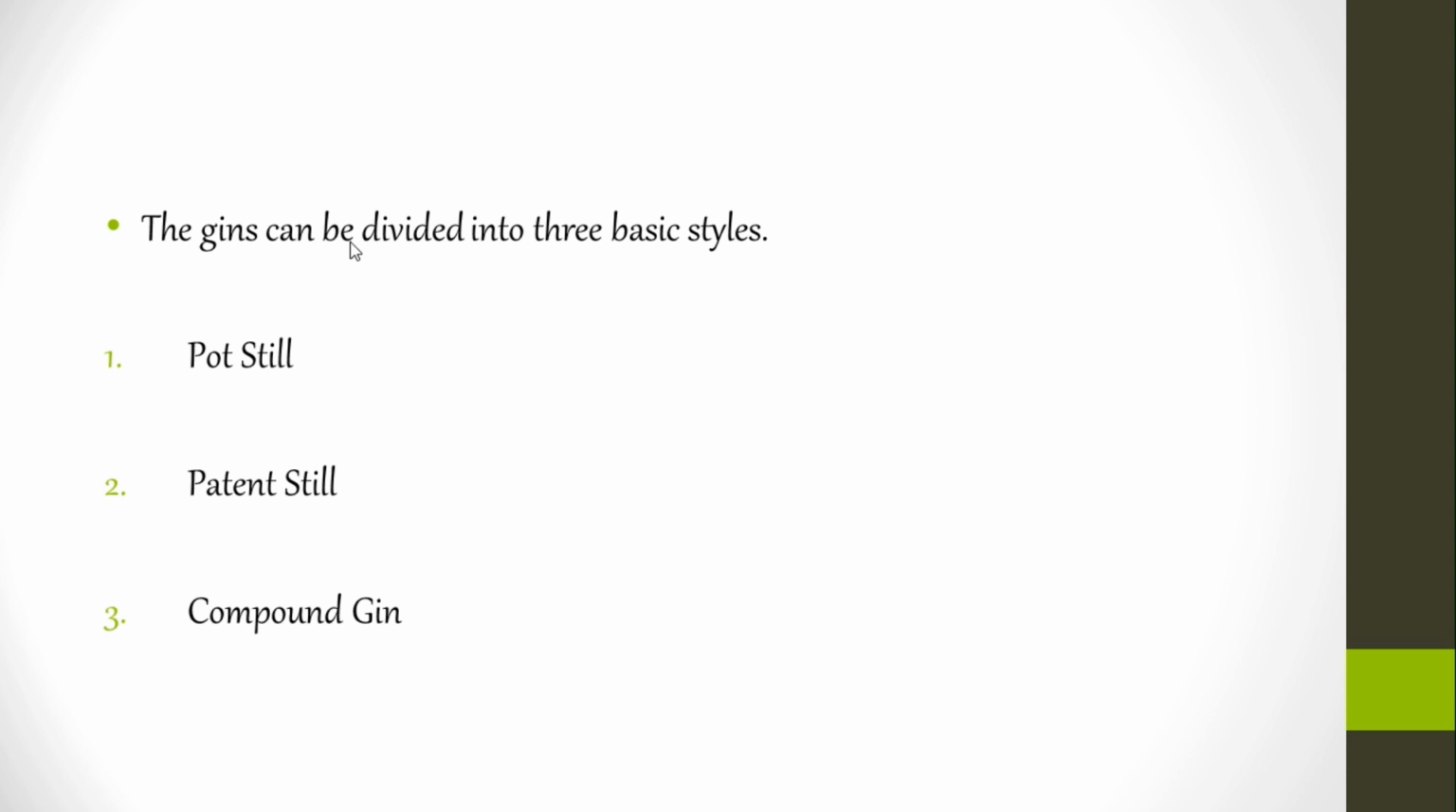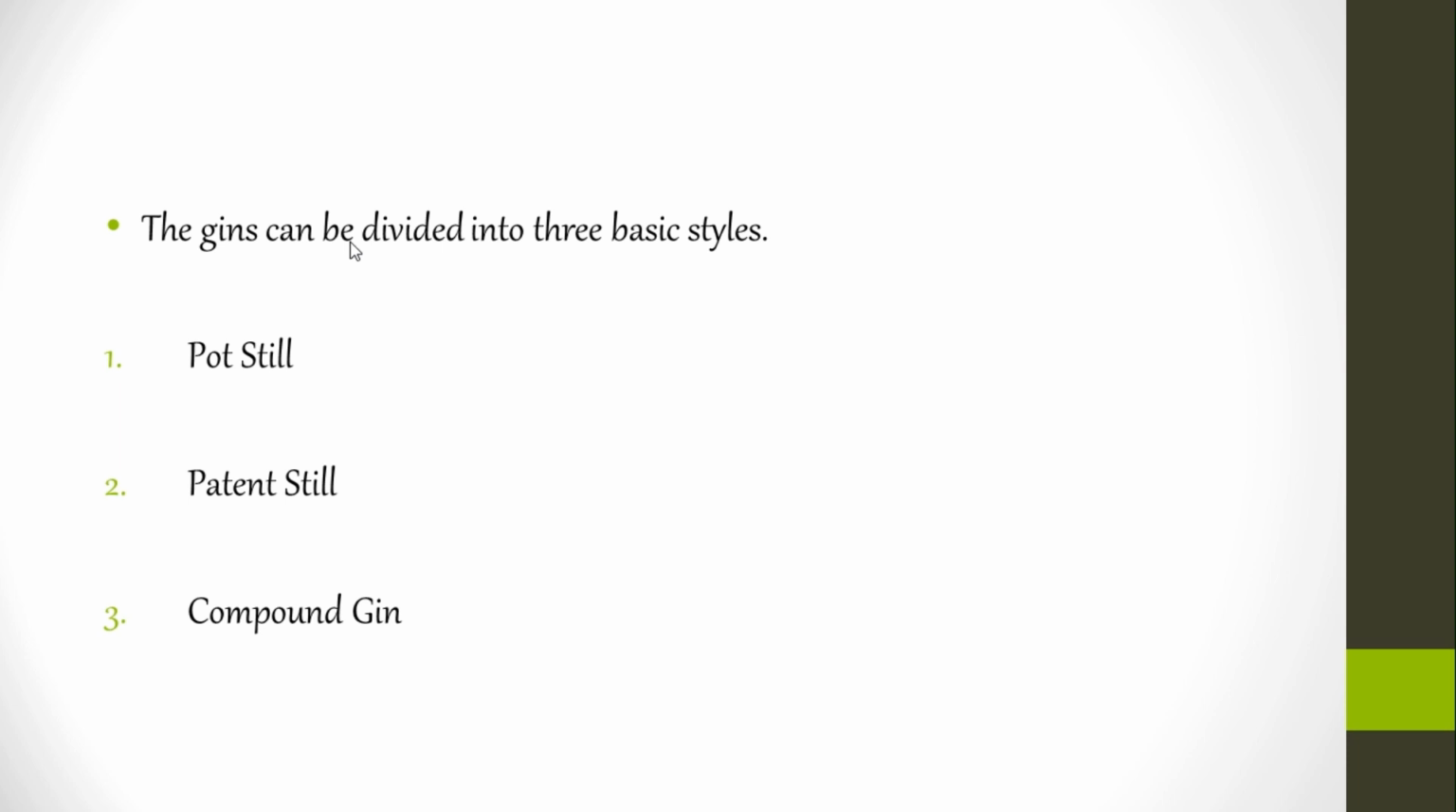Pot still and patent still both are distillation methods. If you have not seen the videos, you can go and watch the pot still and patent still videos after this video to understand what exactly happens in these methods. Then you will come to know the difference of the spirits, how they are produced. The pot still method produces a spirit which has more of the flavor of the base material, so the grains which we have used, it will get more.